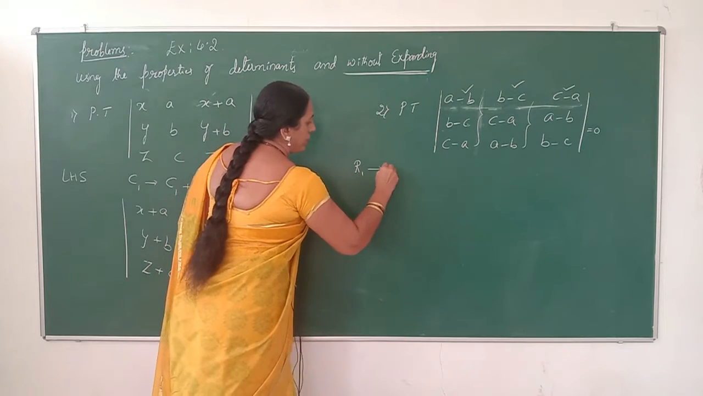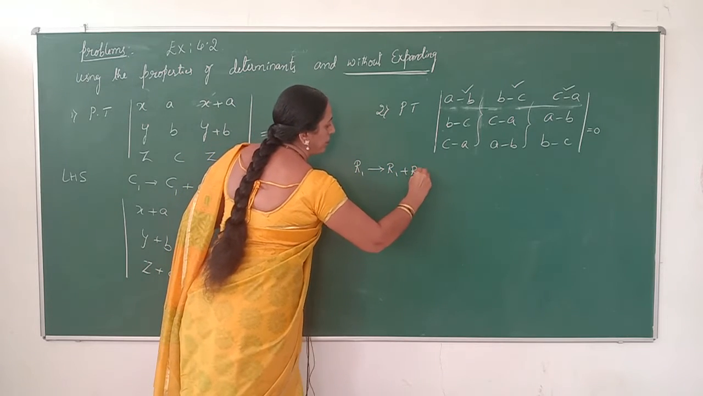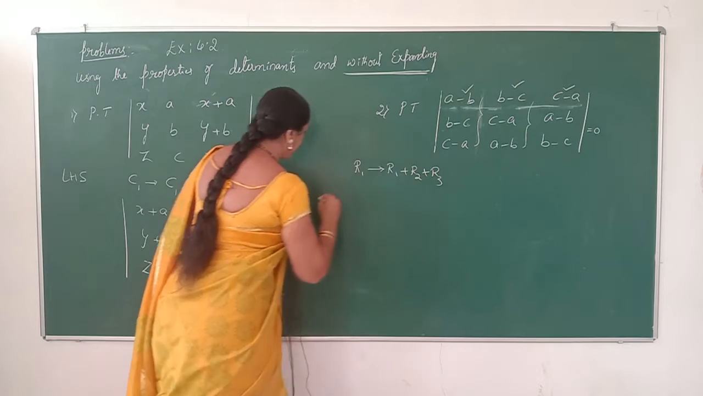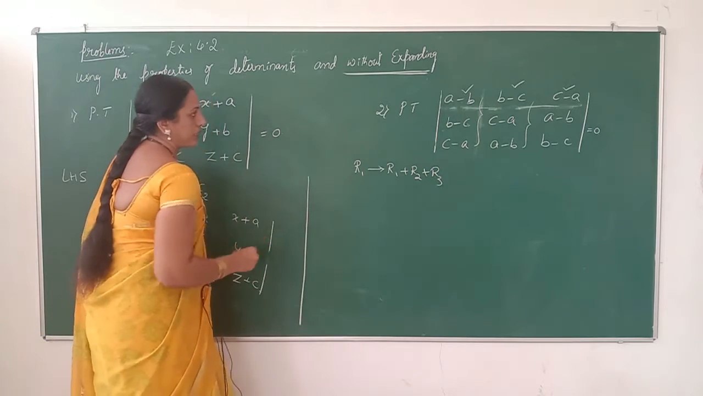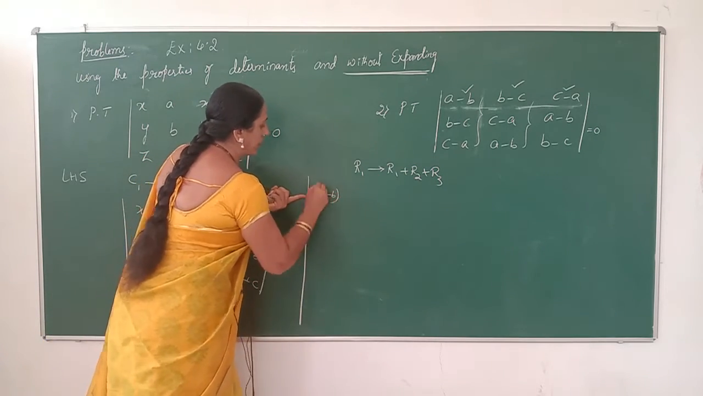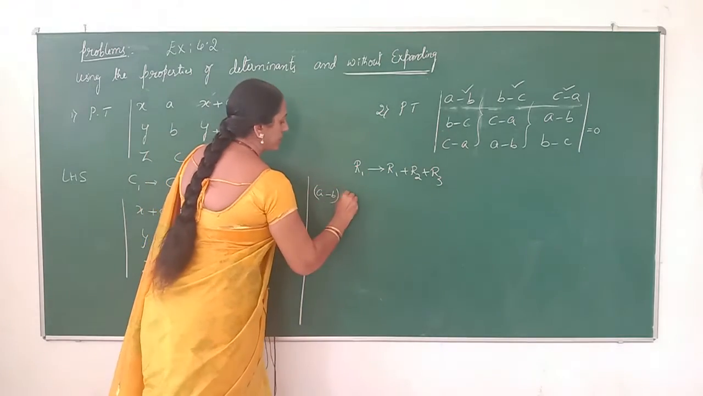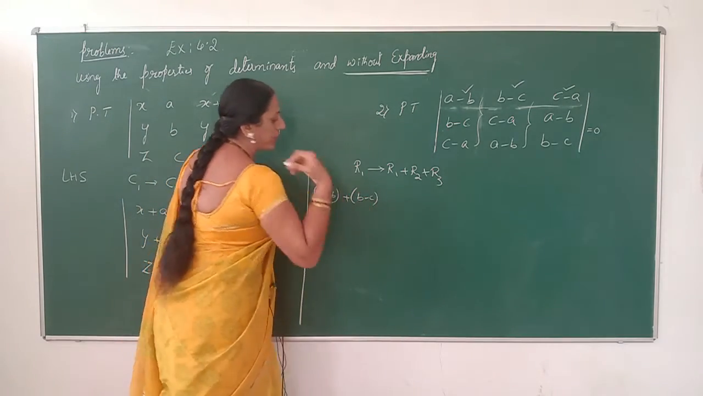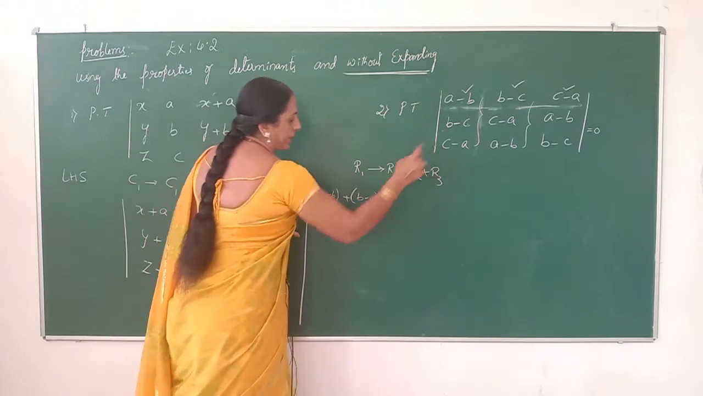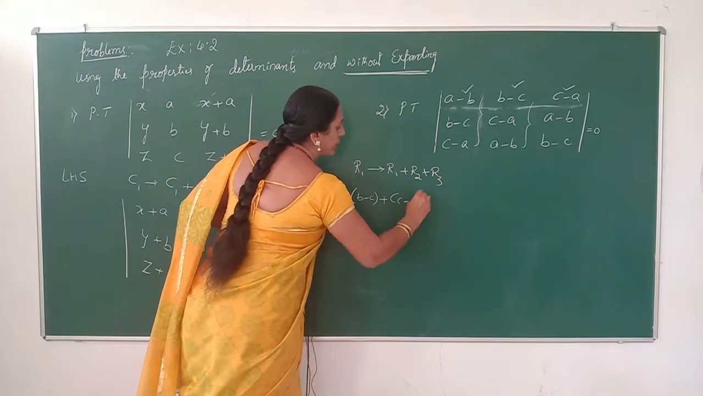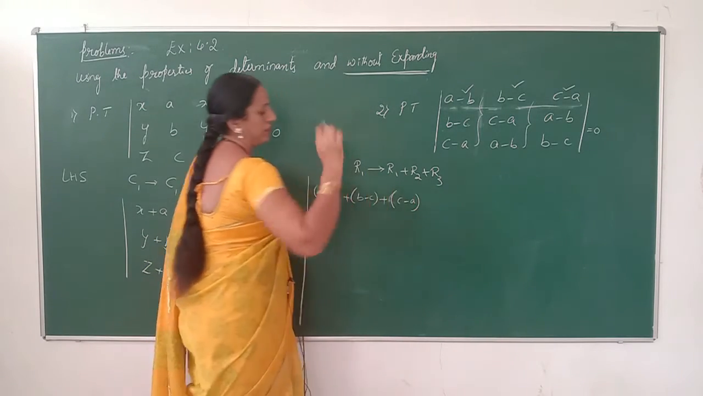R1 changes to R1 plus R2 plus R3. In the first row, first element of the first row is A minus B plus first element of the second row is B minus C plus first element of the third row is C minus A.